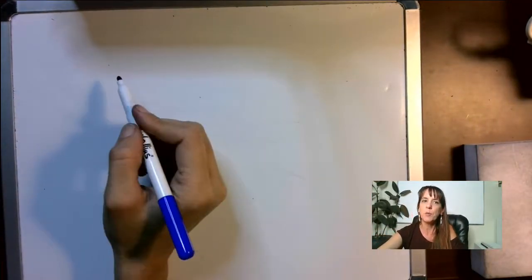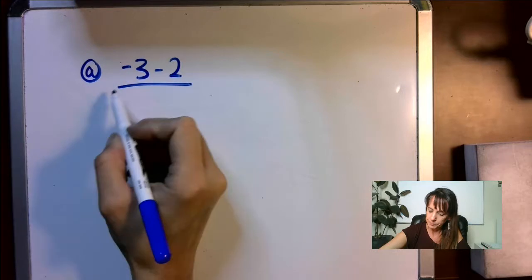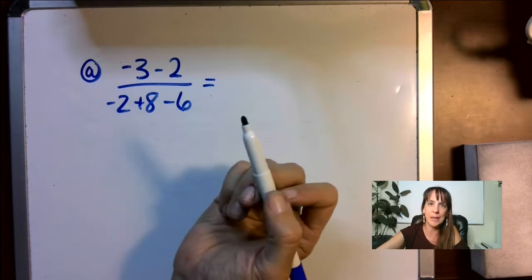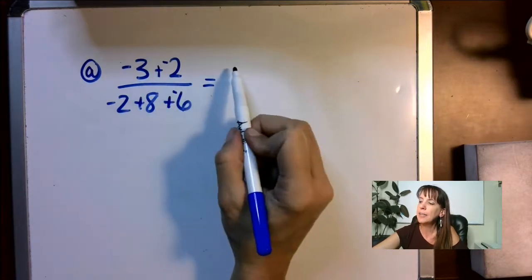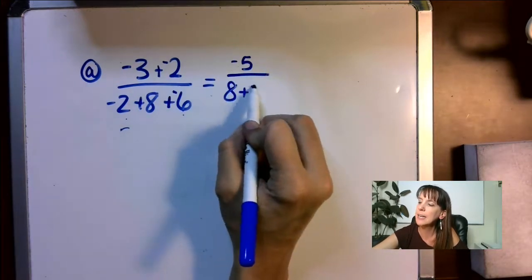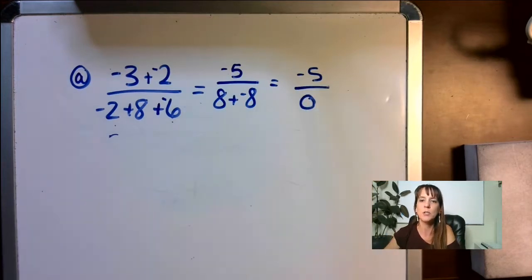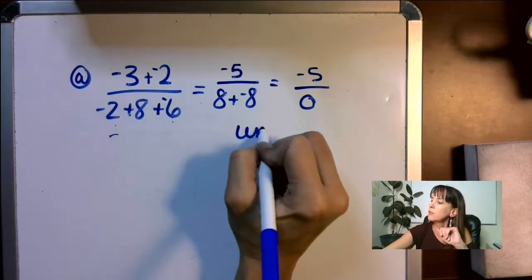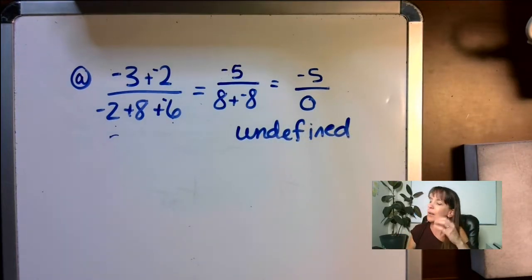All right, guys, so the practice problems. For A: -3 minus 2 over -2 plus 8 minus 6, all right? We don't subtract, we add the opposite. Up top, they're on the same team, I get -5. On the bottom, 8 plus -8 equals 0, which of course we cannot have. This is not 0, this is undefined. If you wrote 0, scratch that out and pretend I didn't see it. All right, so undefined.